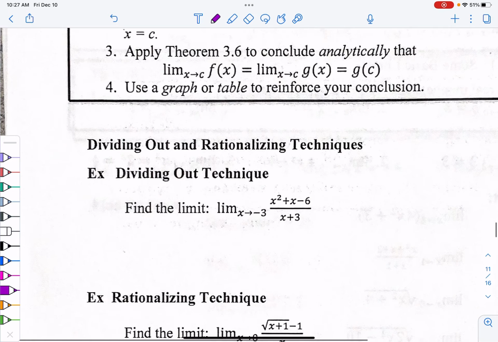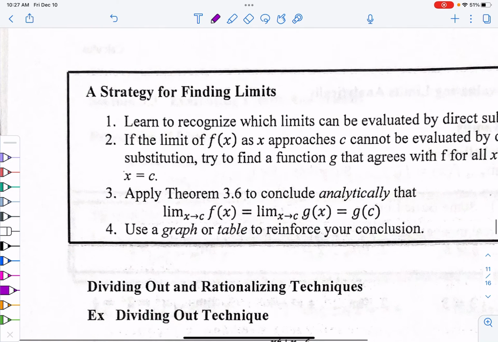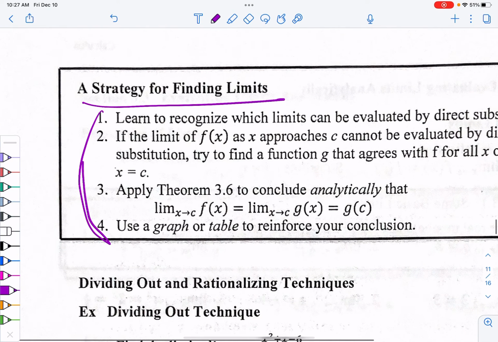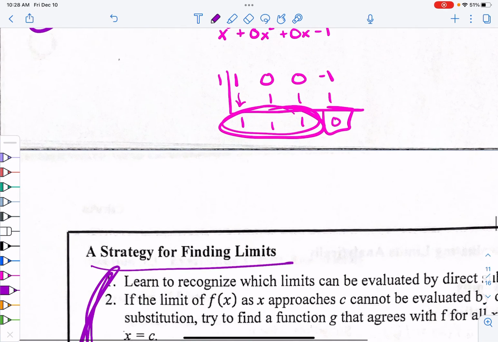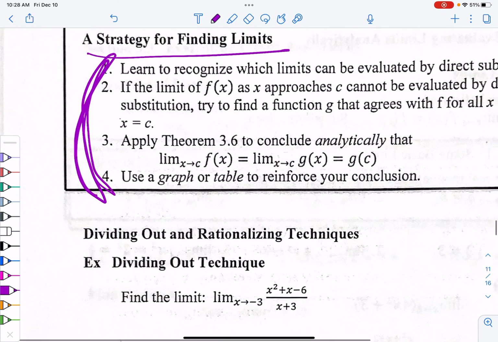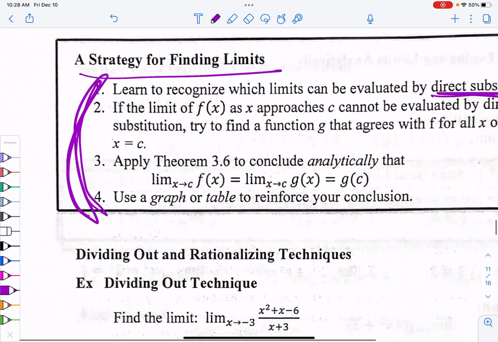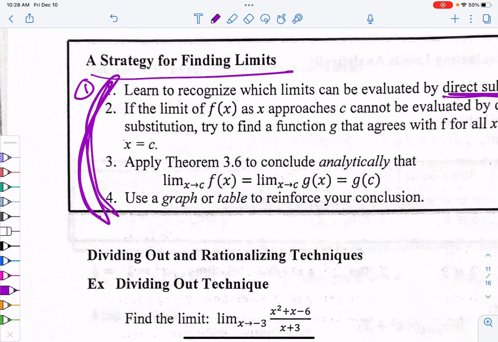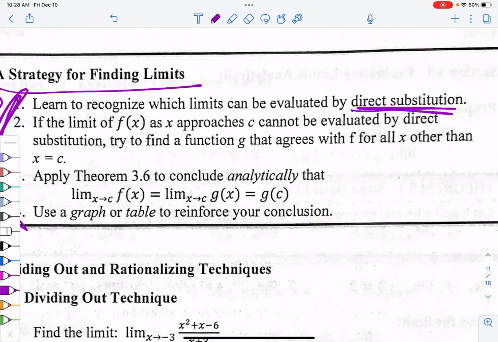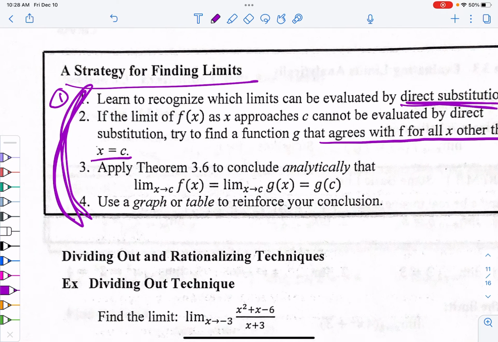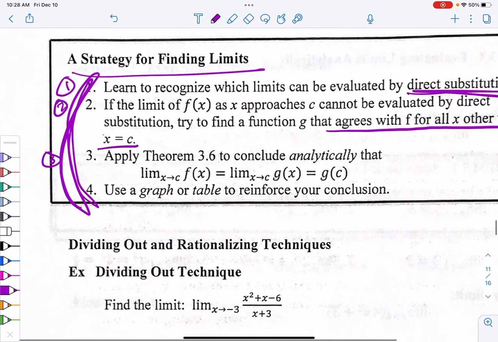Third thing is something called strategy for finding limits. This is like the steps that we're going through. Learn to recognize which limits can be evaluated by direct substitution. That was our number 1. Okay. If the limit cannot be evaluated, try to find a function that agrees with f for all values other than the point. That just means try to divide and see if you can get a new function. Okay, so that's strategy number 2. Strategy number 3 is apply the theorem to conclude analytically the limit.